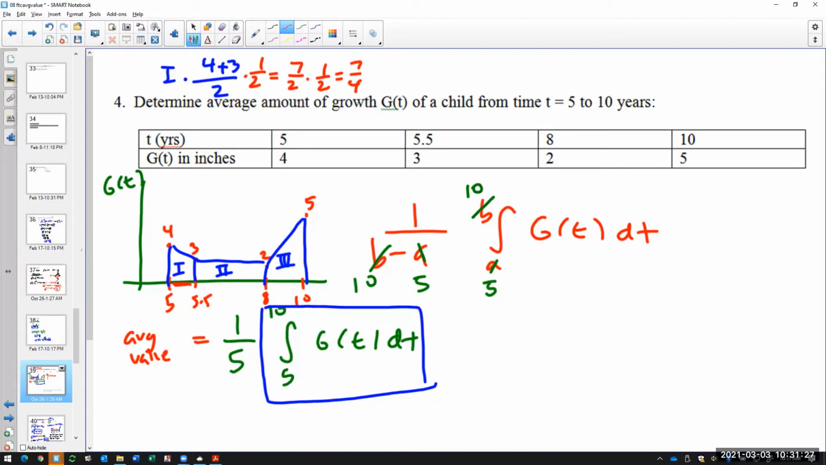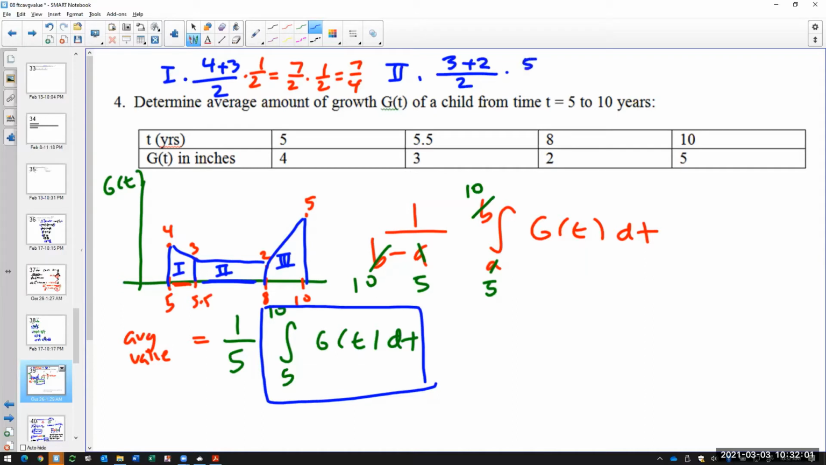Okay, my second area for the trapezoid is going to be the average of the bases, but what are the bases on my second trapezoid? 3 plus 2, right? Divided by 2. Okay, average is adding them together and dividing by 2. And then I'm going to find the height of my trapezoid here, or I guess the length of this subinterval. What is the length of this subinterval? 2.5, right? So this is going to be times 2.5.